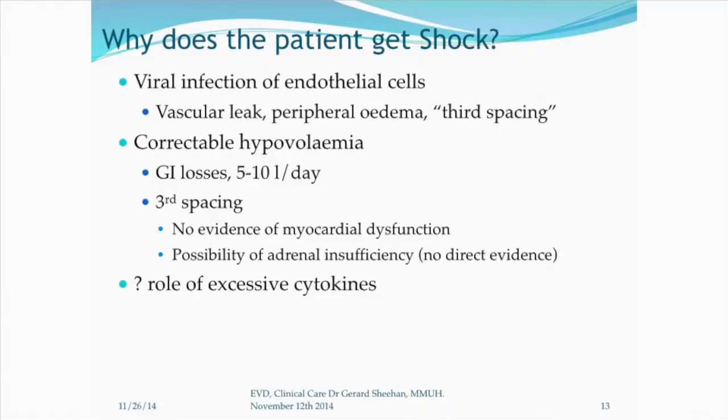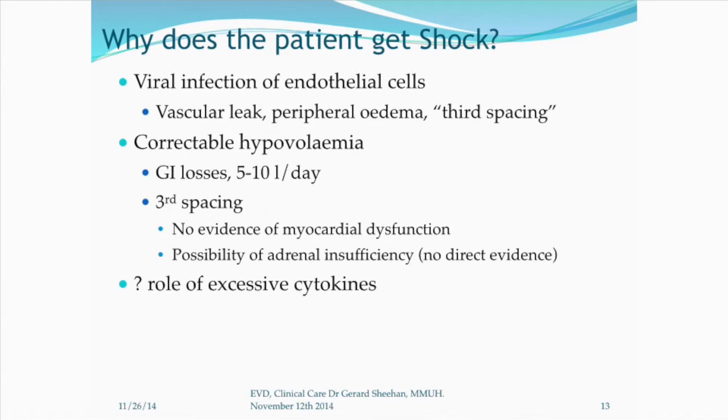So why does the patient get shock? Well, there's viral infection of endothelial cells, and there's a vascular leak phenomenon. That is that the fluid that should stay in the vasculature goes into the tissues, so-called third spacing, and this is likely substantial. So the patient's weight actually increases, and they get edematous. There is also correctable hypovolemia because of GI losses, because the immune system along the GI tract is infected, disease develops there, gastrointestinal symptoms develop, vomiting and diarrhea. And the GI losses are of the order of 5 to 10 liters per day.